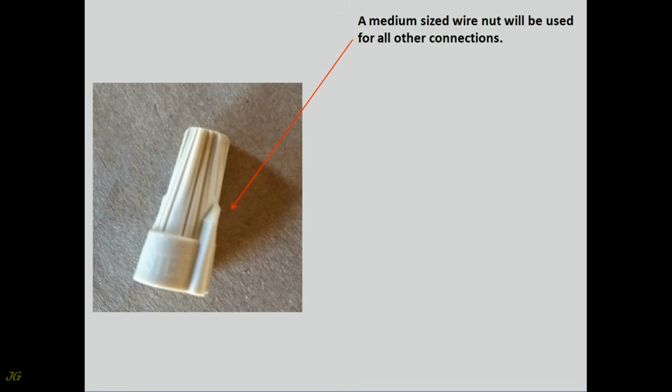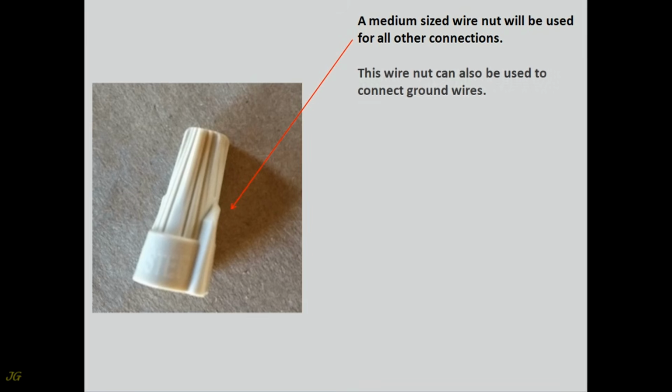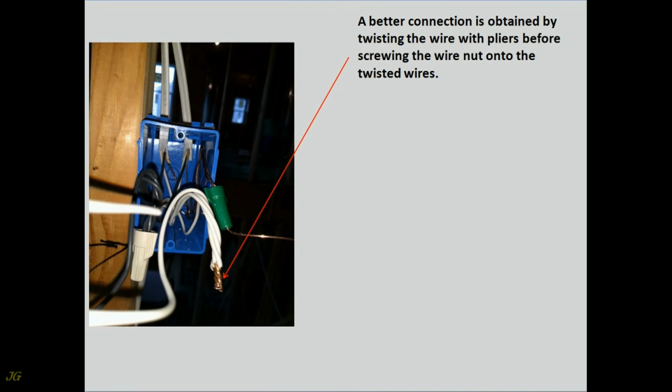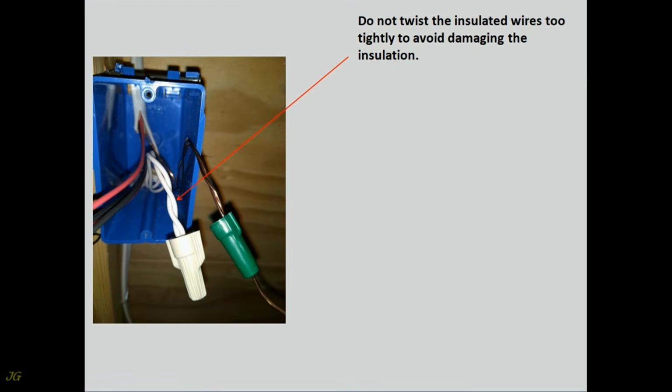A medium-sized wire nut will be used for all other connections. This wire nut can also be used to connect ground wires. A better connection is obtained by twisting the wire with pliers before screwing the wire nut onto the twisted wires. Do not twist the insulated wires too tightly to avoid damaging the insulation.